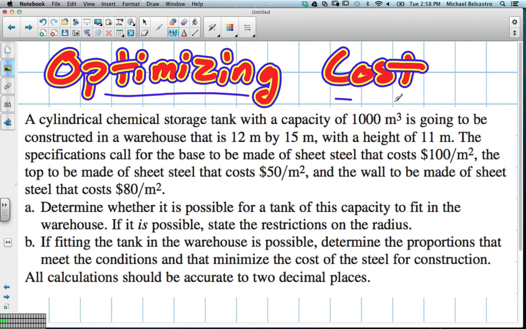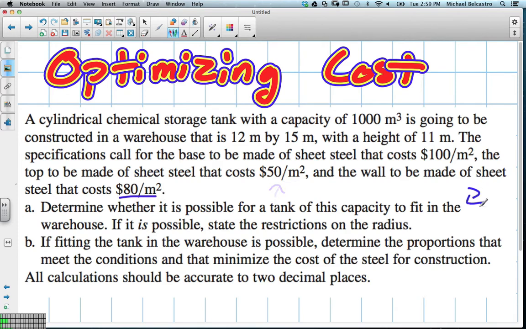Okay, optimizing cost. A cylindrical chemical storage tank with a capacity of 1,000 meters cubed is going to be constructed in a warehouse that is 12 meters by 15 meters with a height of 11 meters. The specifications call for the base to be made of sheet steel that costs $100 per meter squared, the top to be made out of sheet steel that costs $50 per meter squared. Oh, cheaper stuff on top. And the wall to be made of a sheet steel that costs $80 per meter squared.